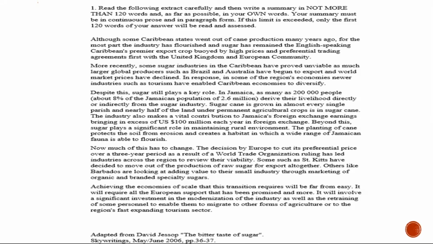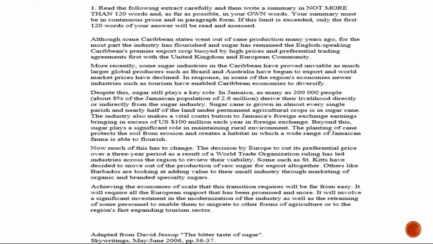Although some Caribbean states went out of cane production many years ago, for the most part, the industry has flourished and sugar has remained the English-speaking Caribbean's premier export crop, buoyed by high prices and preferential trading agreements, first with the United Kingdom and European community. The question therefore now is, after we've read paragraph 1, what do you understand from it? What is it talking about?